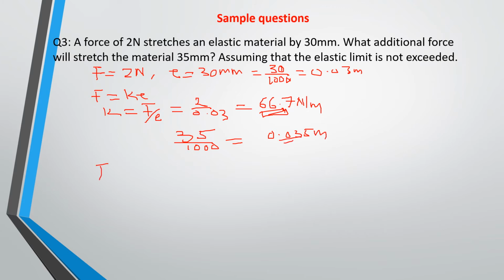From Hooke's law, force is equal to Ke. Substituting into this equation, you already have the value of K and the value of e. So this is your K and this is your e. When you substitute, you have K, that is 66.7, multiplied by 0.035. By the time you work that out, you're going to have 2.3 newtons.